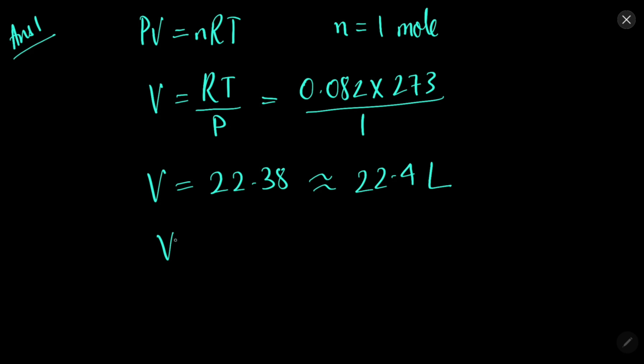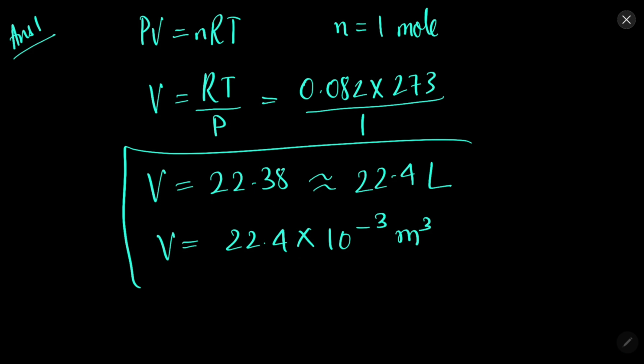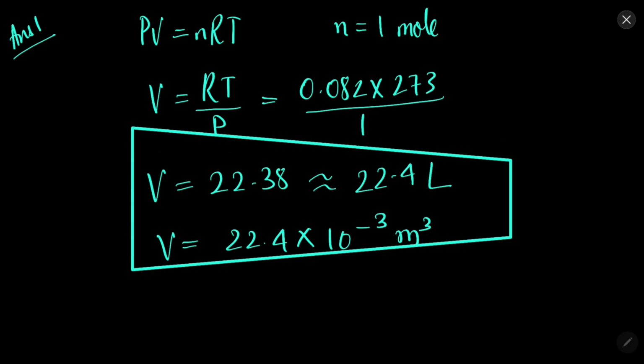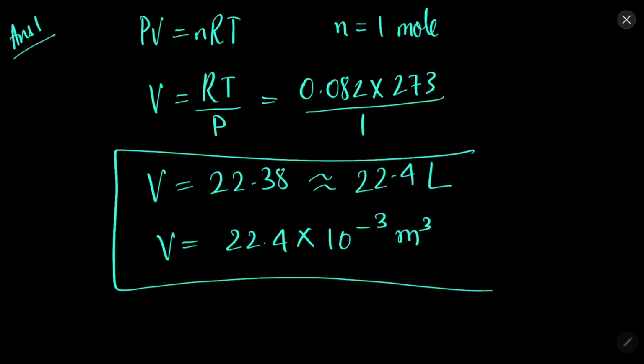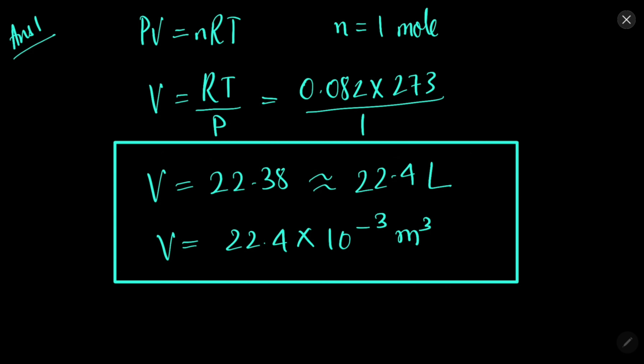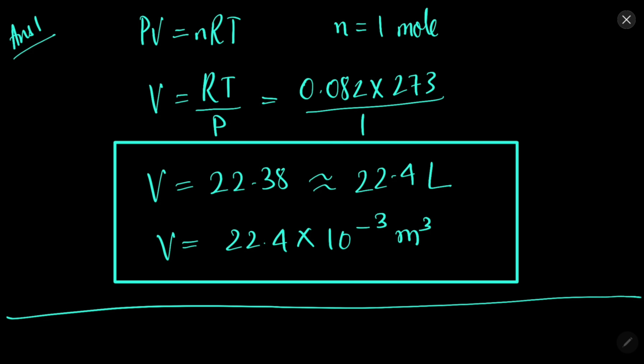In other units, apart from liter, it can be 22.4 into 10 to the power minus 3 meter cube. So one is in liters, one is in meter cube, because 1 liter is equal to 10 to the power minus 3 meter cube.